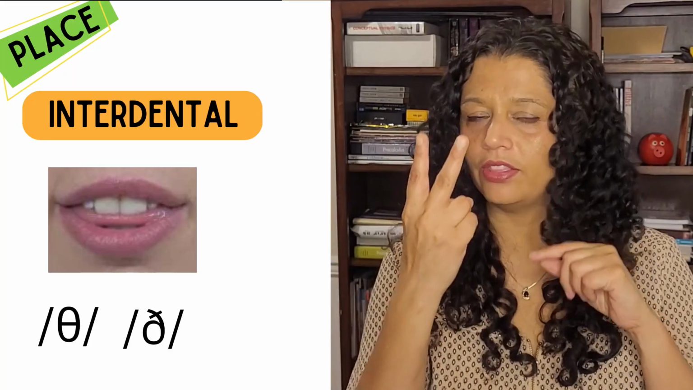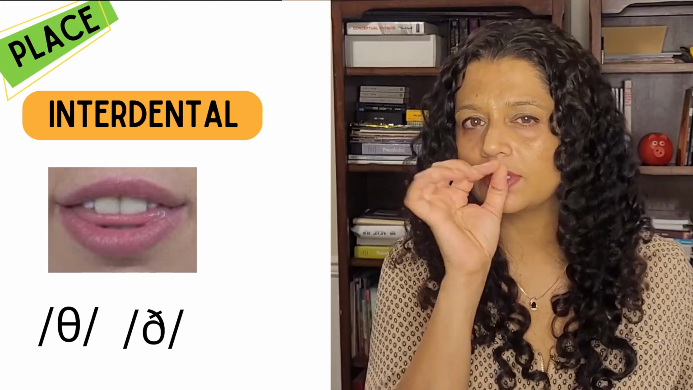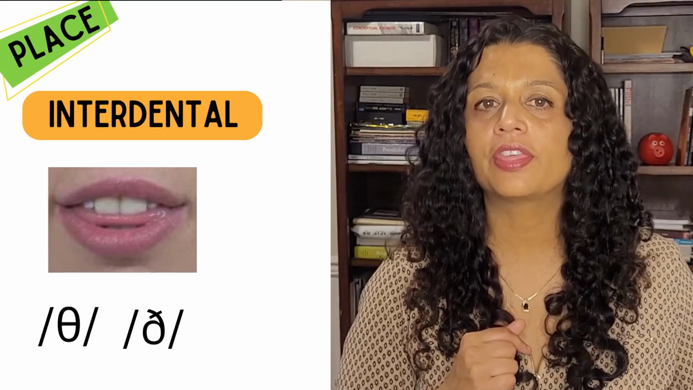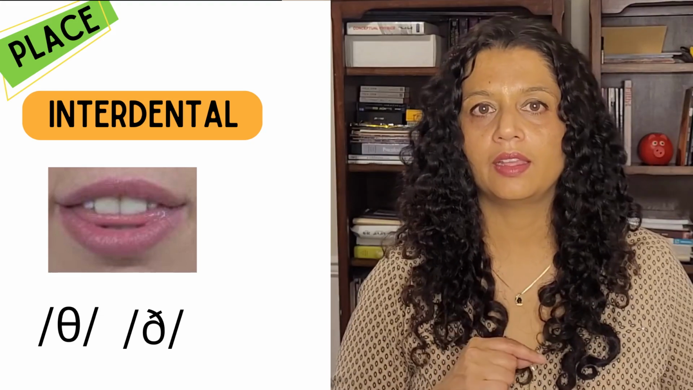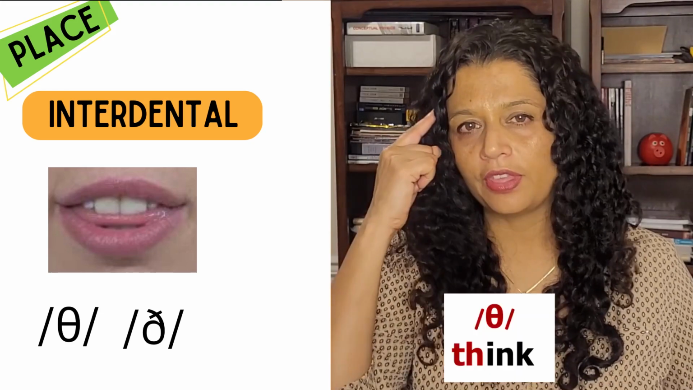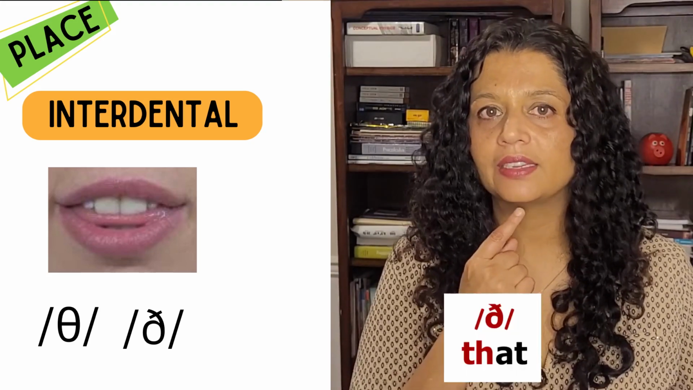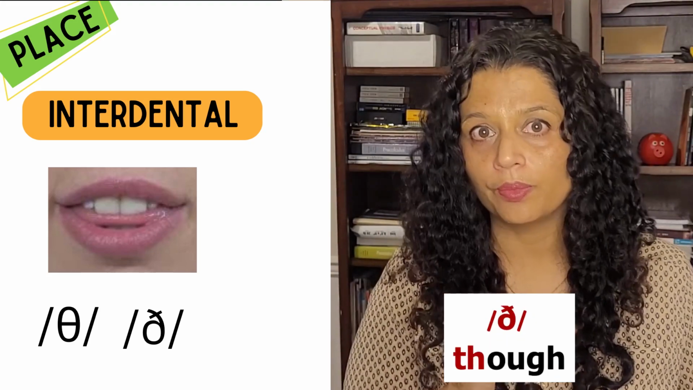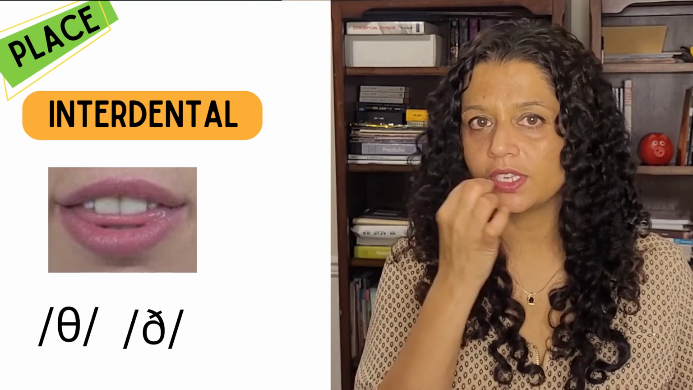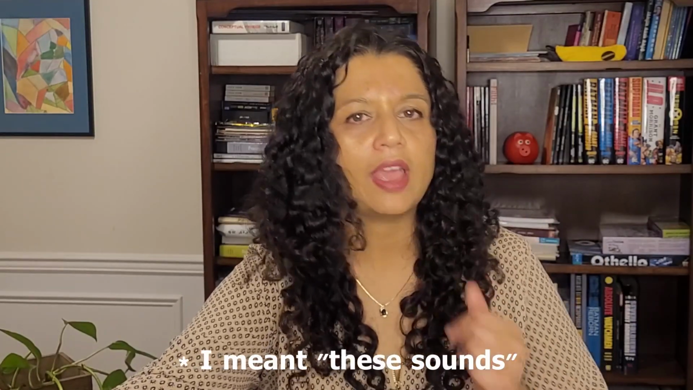The third place of articulation are interdental sounds. And interdental sounds, again, there are only two, and your tongue sticks out slightly between your teeth. Thigh, thank you, think, the, this, that, there, though. All right? Interdental, tongue sticks out between your teeth just a little bit. These two sounds are not there in a lot of languages. Only about 8% of the world's languages have this sound in it. So pay attention to that one.